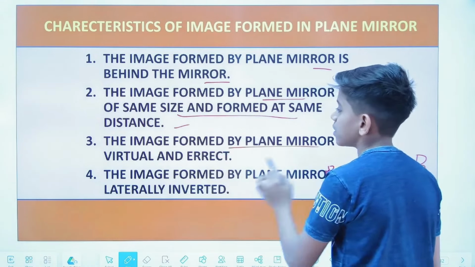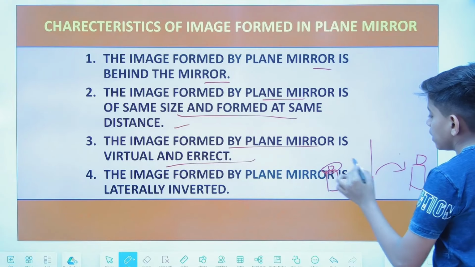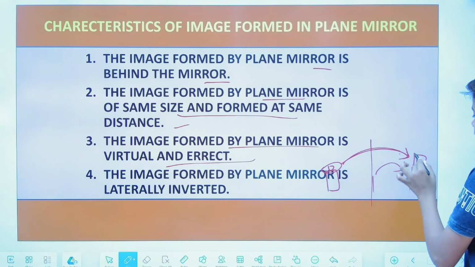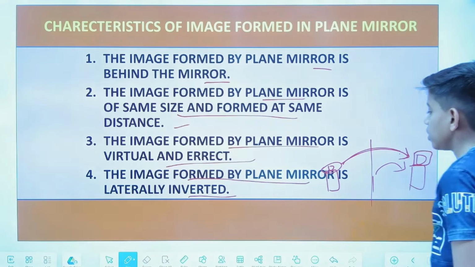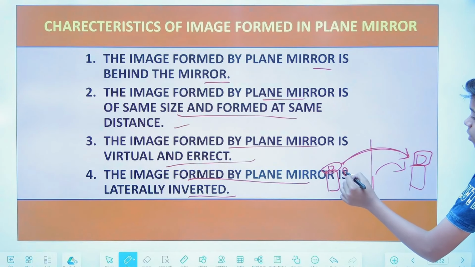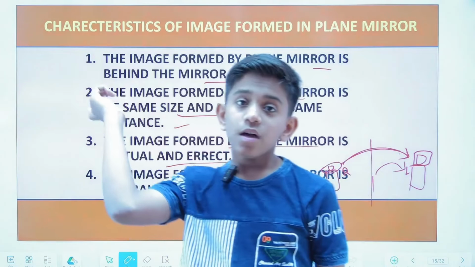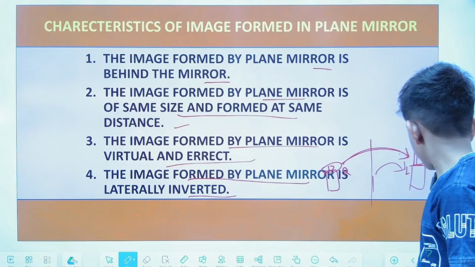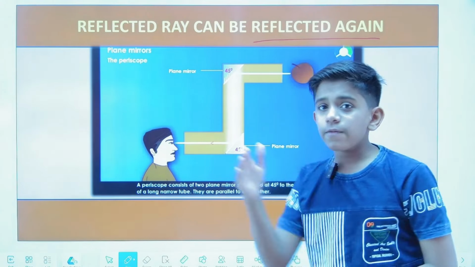The image formed by a plane mirror is virtual and erect. It is a virtual image and it is erect, meaning the head of this bottle is upward, and in the image also it is upward. It is not upside down. The image formed by a plane mirror is laterally inverted, meaning the right side of the real object appears as the left side in the image, as we saw in the first topic; that is lateral inversion. A reflected ray can be reflected again, meaning one ray can be reflected again and again.